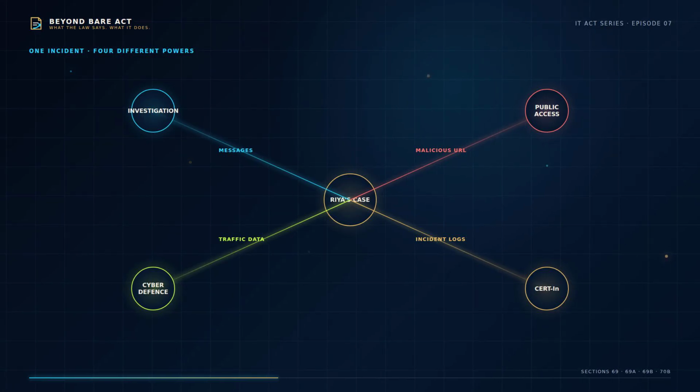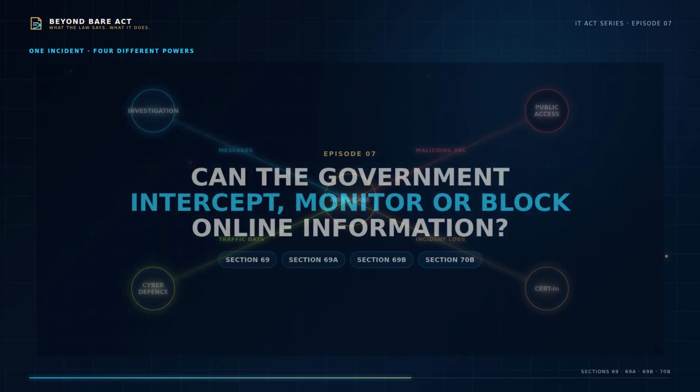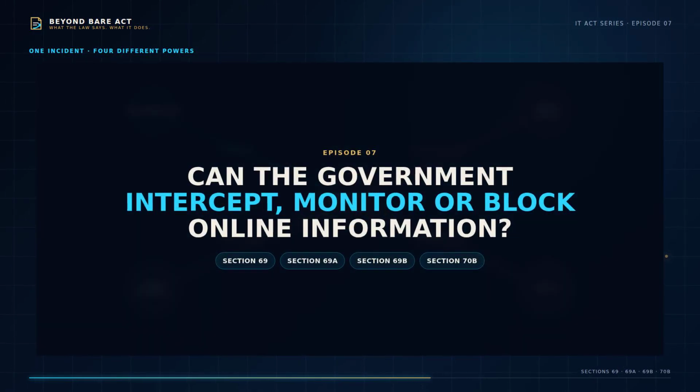Now 4 officials ask 4 different questions. Can investigators obtain specified communications? Can the malicious page be blocked from public access? Can a cybersecurity agency study the traffic surrounding the attack? And can CERT-In demand logs and incident information?